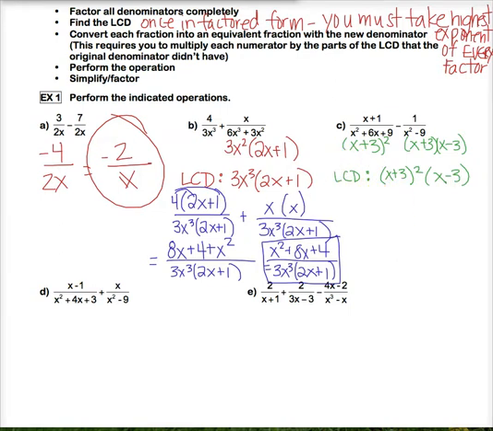So next, I am going to rewrite my original fractions with the new LCD denominator. So x plus 3 squared times x minus 3 under both of my fractions.